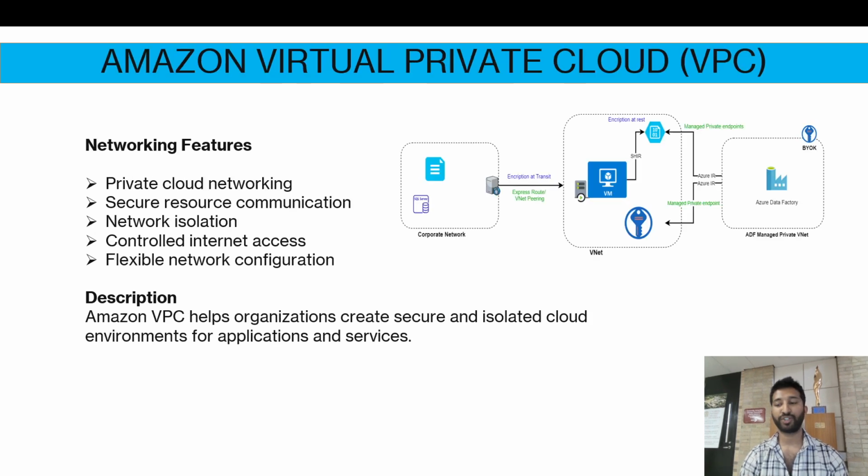So coming here, Amazon Virtual Private Cloud, VPC. Its networking features are private cloud networking, secure resource communication, networking isolation, controlled instance access, and flexible network configuration. The description is: Amazon VPC helps organizations create a secure and isolated cloud environment for applications and services. So here you can see the corporate network, VNet, and AD management.